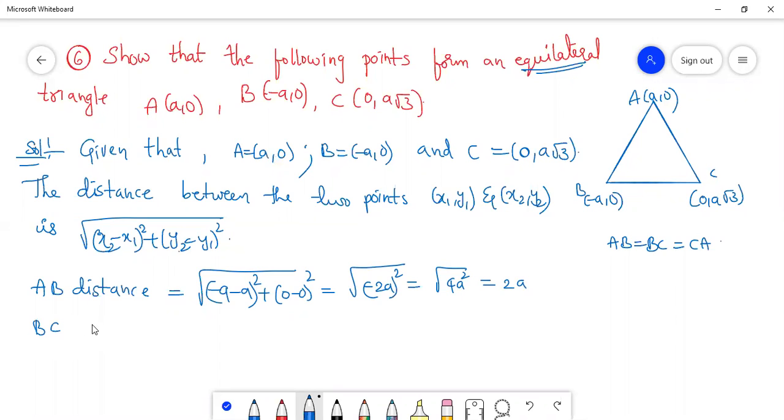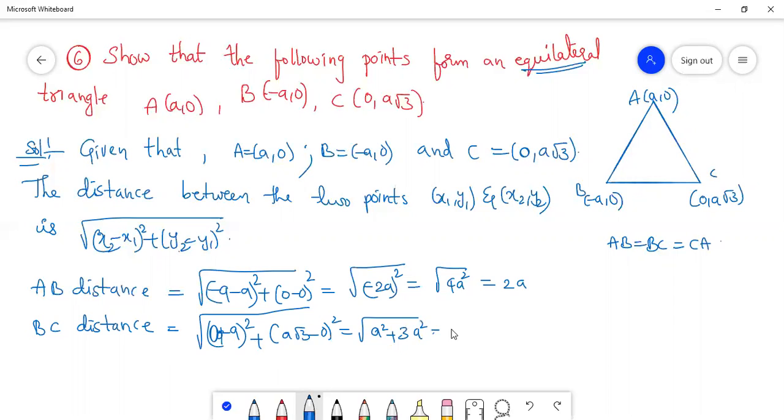Next, we can find out BC distance, that is equal to under root of, B point is (minus a, 0), C is (0, a root 3), (0 minus minus a) whole square plus (a root 3 minus 0) whole square, which is equal to under root of a square plus root 3 whole square is 3a square, equal to under root of 4a square, equal to 2a.